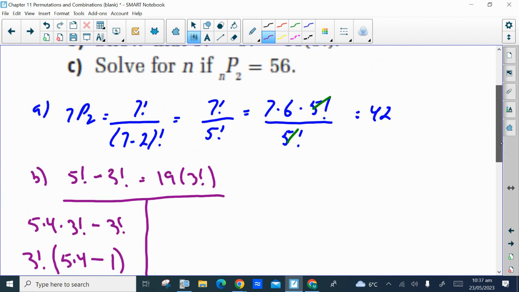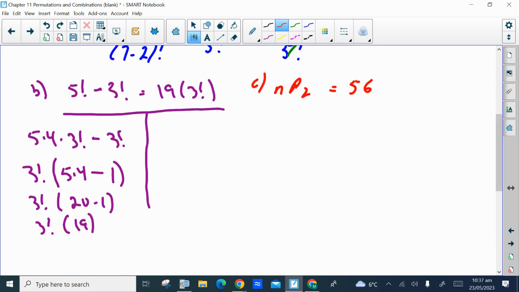All right, and C asks us to solve for nP2 equals 56. And we saw last week that this could be done by trial and error, by guess and check. But if you see something like this on the diploma exam, it would say determine the solution, or algebraically determine, which means you have to show your work. And that would be done using the nPr formula on the right side.